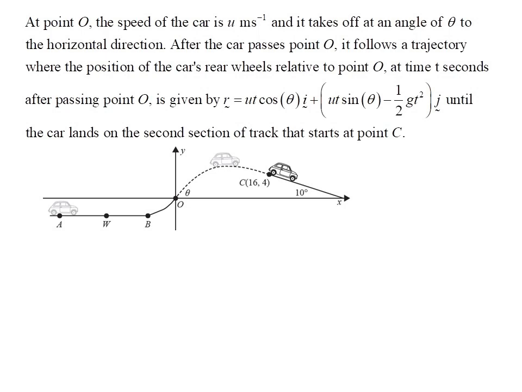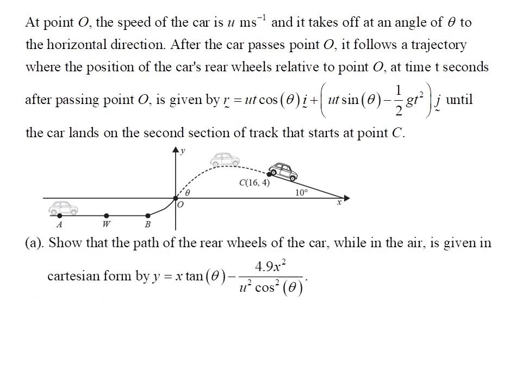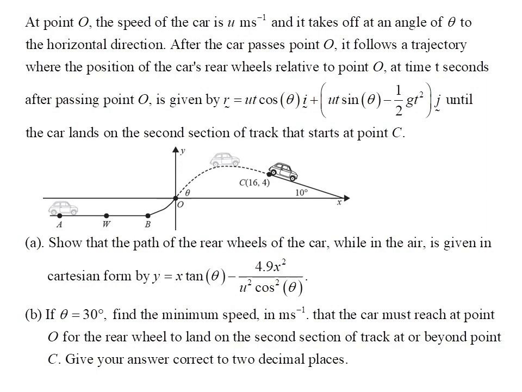There are 5 parts in this question, and part A is to show that the path of the rear wheel of the car while in the air is given in Cartesian form by y equals x tangent theta minus 4.9 x squared over the product of u squared and the square of cosine theta. In part B, theta equals 30 degrees. The question is to find the minimum speed that the car must reach at point O for the rear wheel of the car to land on the second section of track at or beyond point C.